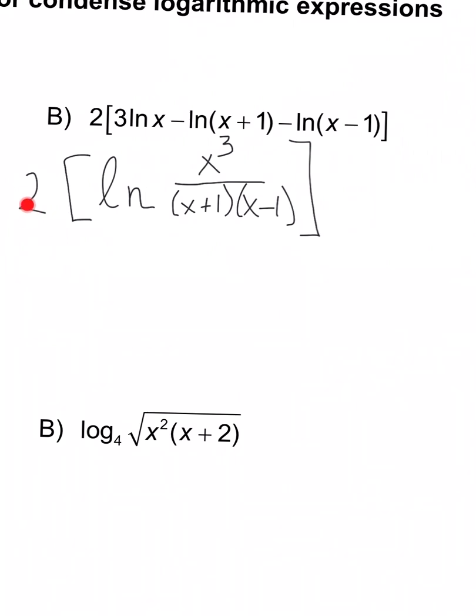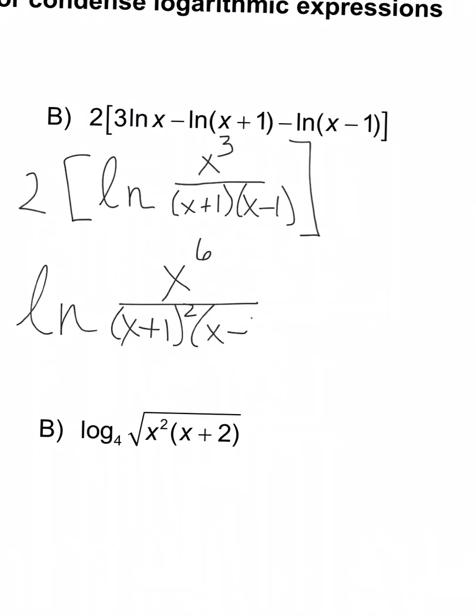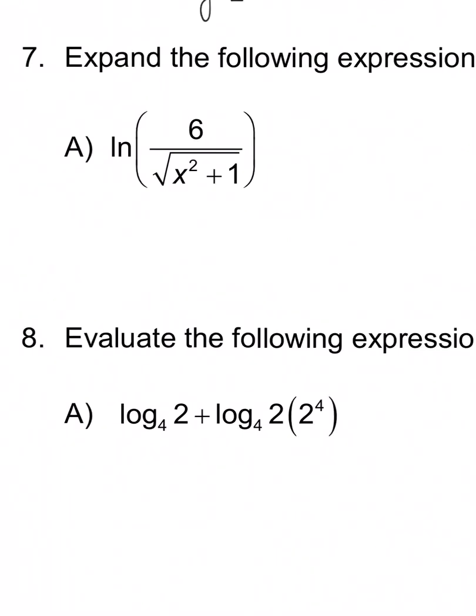Now this 2 is out in front of the whole logarithm, so this needs to go to the exponent of the whole argument, which means we would distribute that in to each part. So rewriting this, I have natural log of x. If I bring the 2 up there, it's 3 times 2, so that gives us x to the 6th, (x plus 1) squared, (x minus 1) squared.